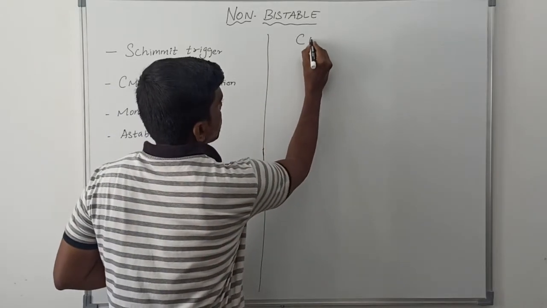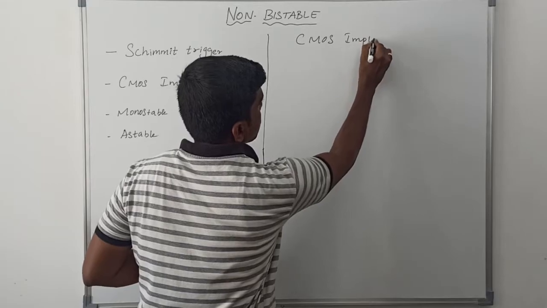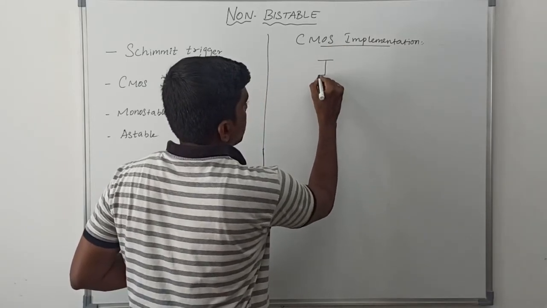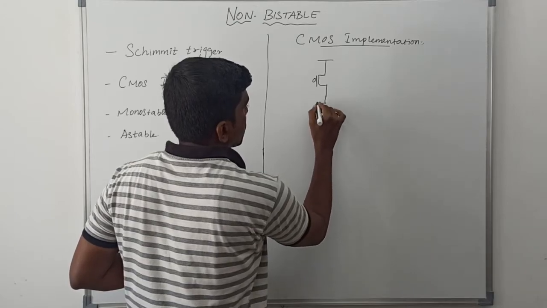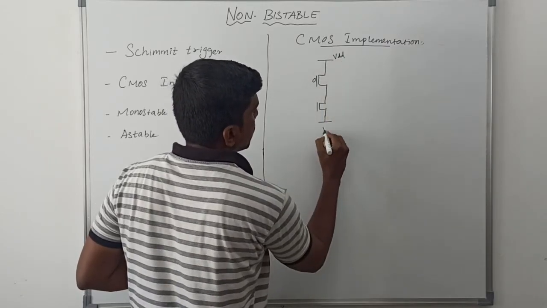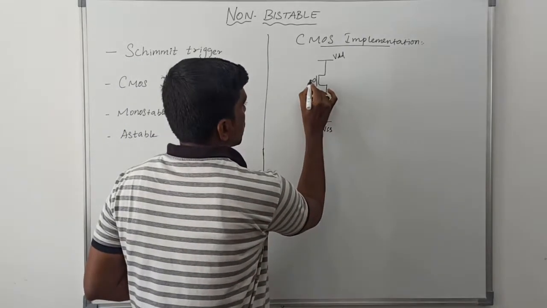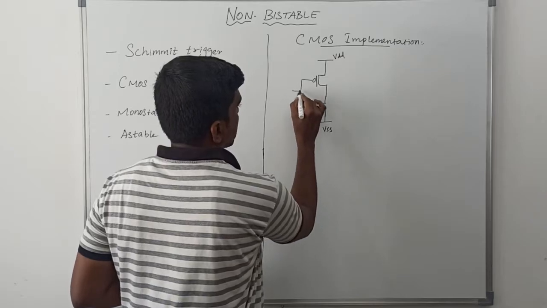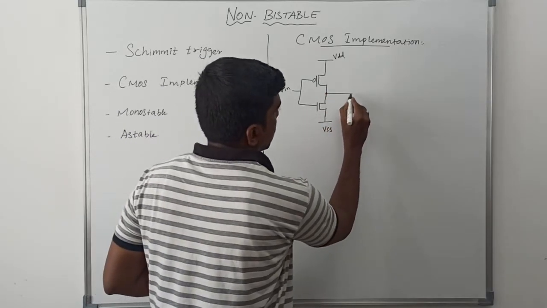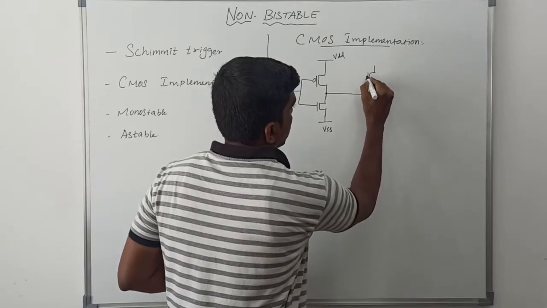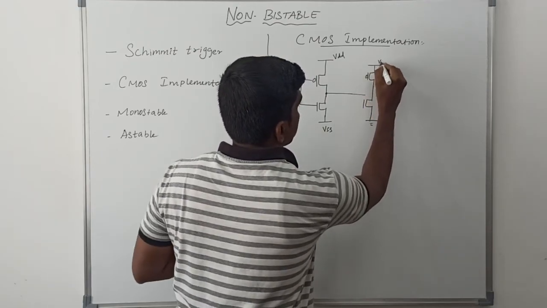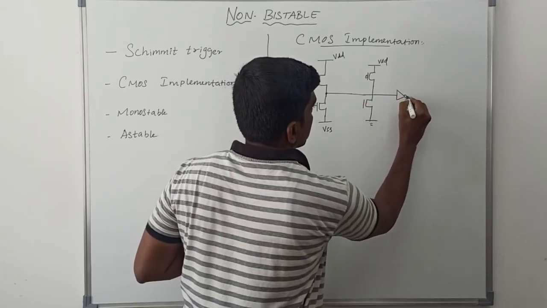Next we see the CMOS implementation. This is the simple structure. In this structure, it has two transistors, a PMOS transistor and an NMOS transistor. The PMOS transistor connects to VDD and the NMOS transistor connects to VSS. The input voltage Vin is connected to the PMOS transistor and NMOS transistor. We get the output between these two transistors. And one more inverter is used in this circuit. So it's Vout.